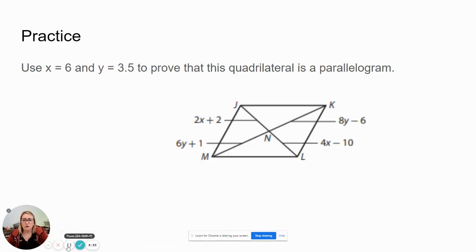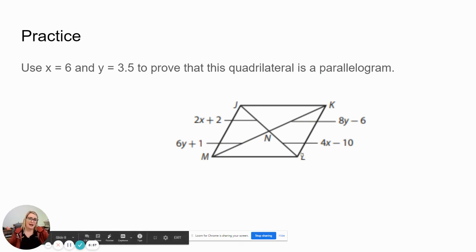Okay, so now you guys are going to try it for this one. This one is dealing with our diagonals. And remember, diagonals are directly cut in half. So we're saying that this half is equal to this half for the x's, and this half is equal to this half for the y's. So go ahead and use x equals 6 and y equals 3.5 to solve for that.